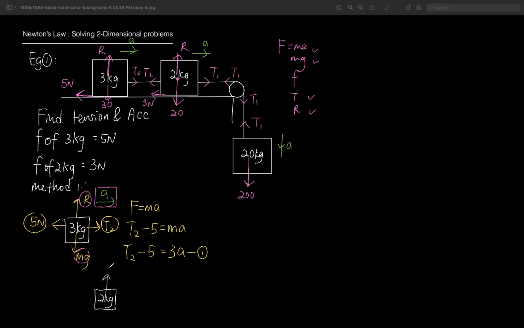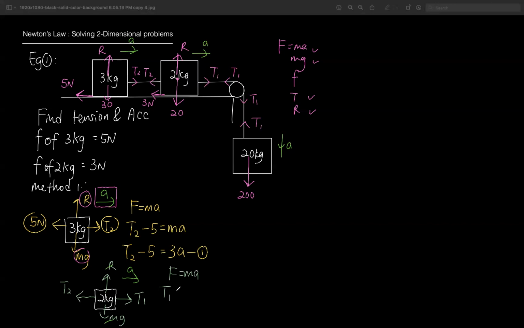Okay, so we have R, mg, T1, and on the left, T2. Where is acceleration? Acceleration again is to the right. So R is balanced by mg, T1 bigger than T2. F equals ma.